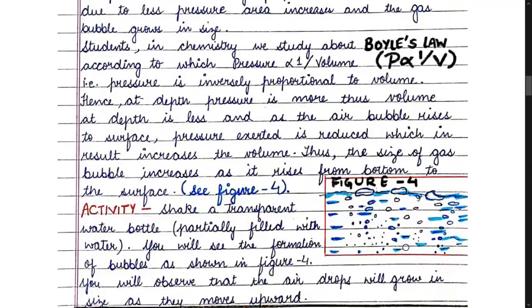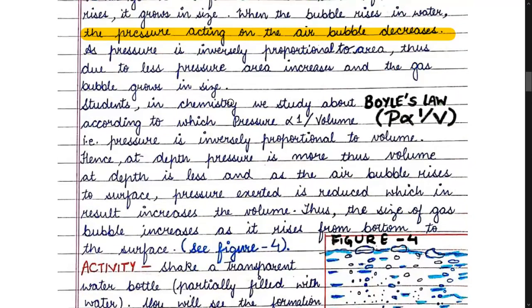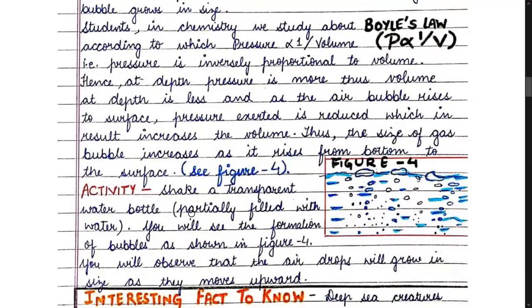Now, when the bubble starts rising upward, depth decreases. Depth decreases means pressure also decreases. And if pressure decreases, we know that pressure and area are inversely proportional to each other. Thus, since pressure decreases, area increases, and therefore the gas bubble grows in size.